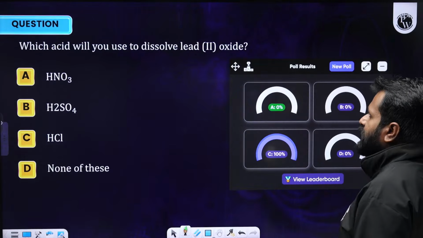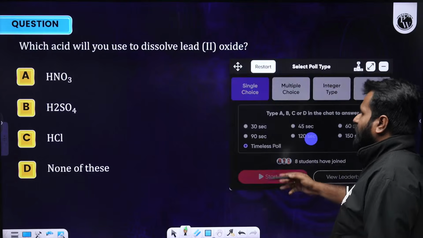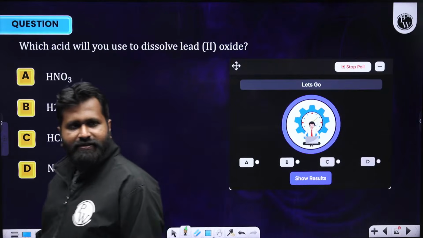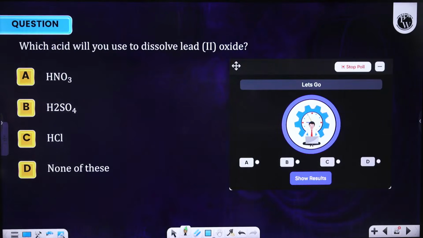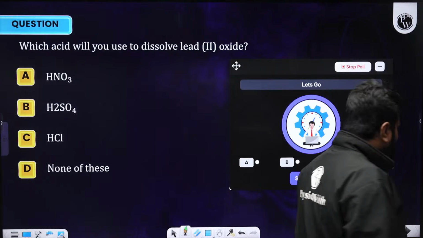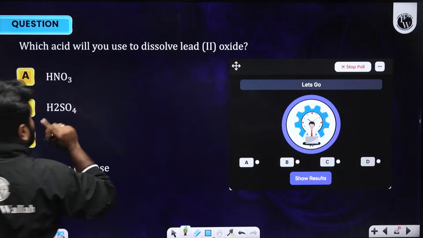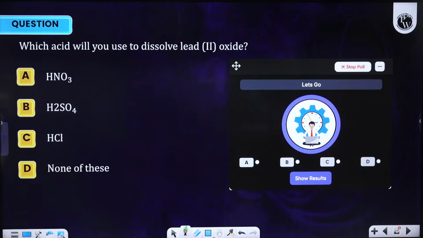Next question. Which acid will you use to dissolve lead oxide? Which acid will you use? White phosphorus causes poisoning, very good. Which acid will you use to dissolve lead oxide?